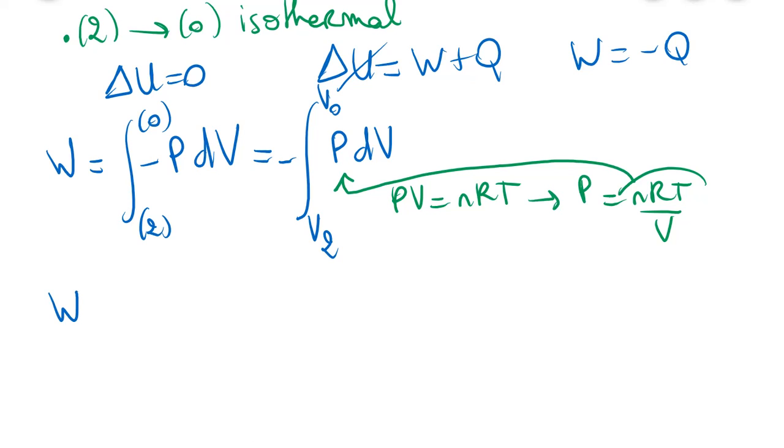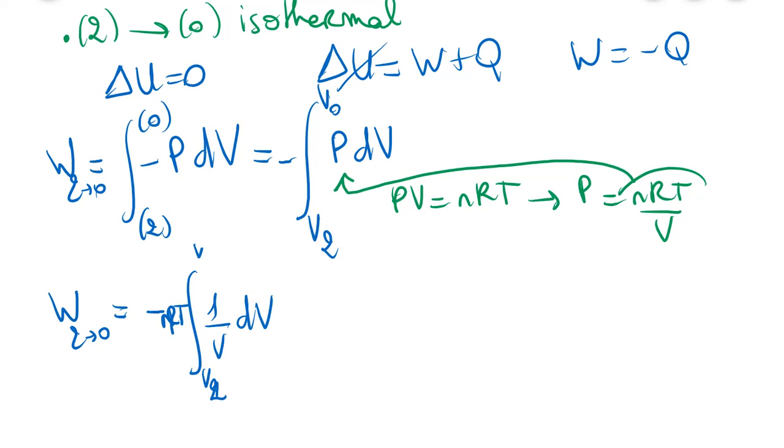So let's continue. We'll have minus nRT, 1 over V dV. So all the constants are outside of the integration now, including the temperature. And now we just have to integrate 1 over V. So as you remember, the primitive of 1 over x is ln of x. So it's going to be ln of V here.